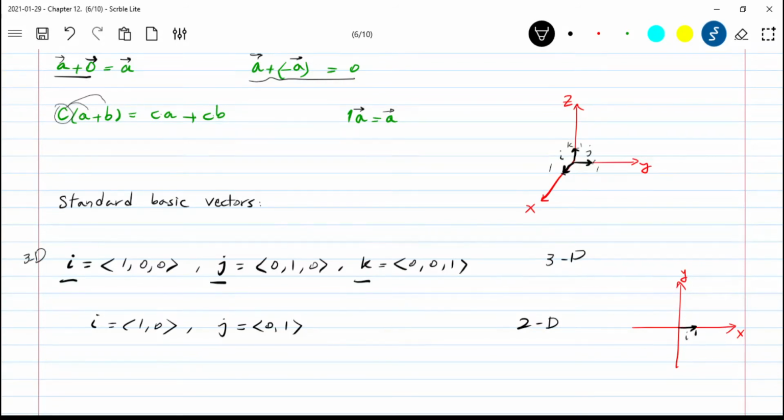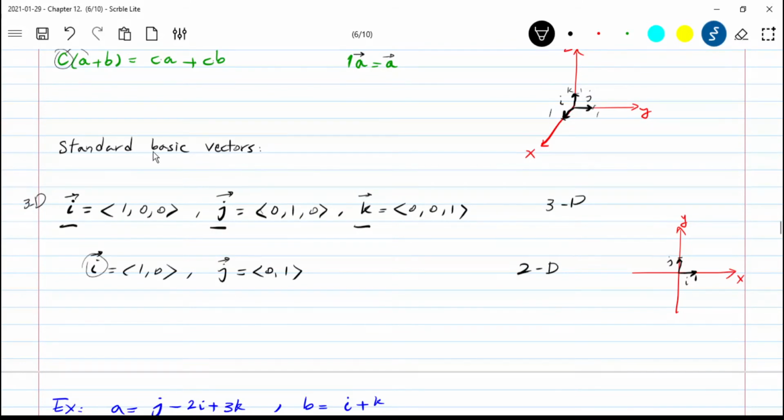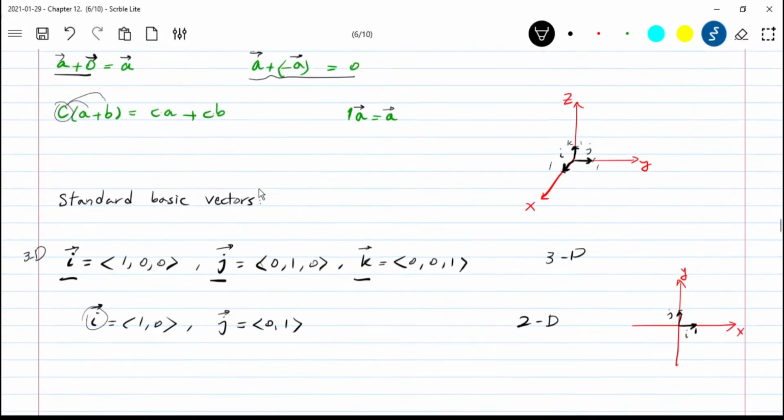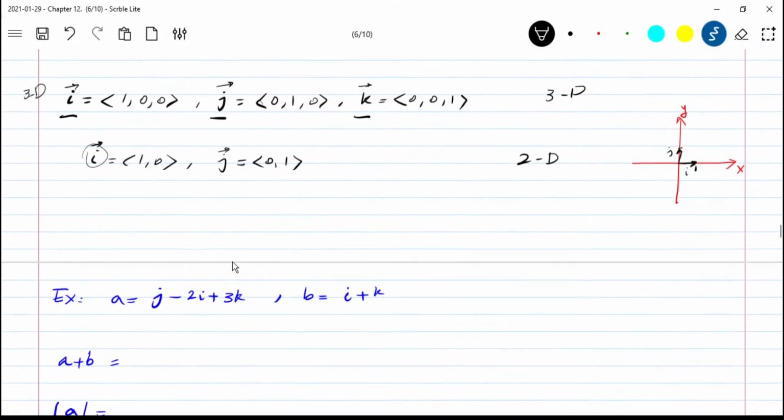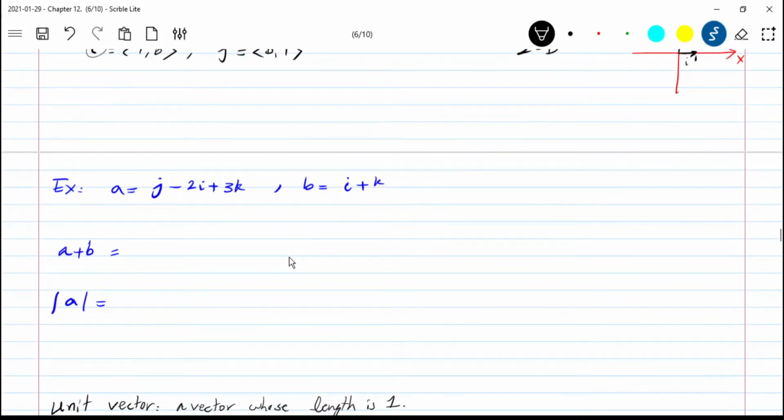is i and j. It's not the imaginary number i. This is a vector, a standard vector. We picked these names already as i, j. Sorry about that. Okay, so these are the basic standard vectors. You can write the components of a vector based on these standard vectors. Here we do an example just to see how it looks.